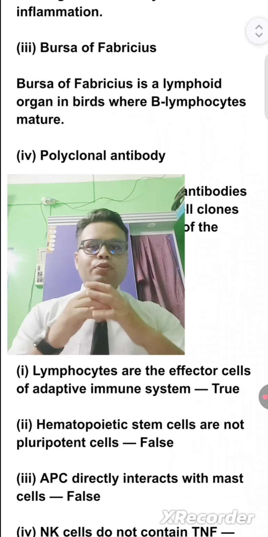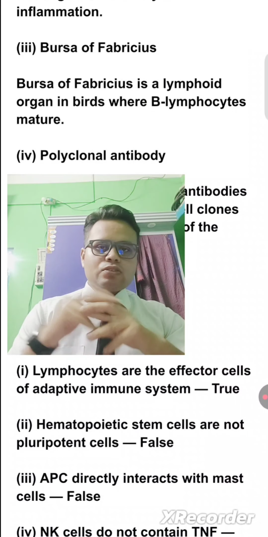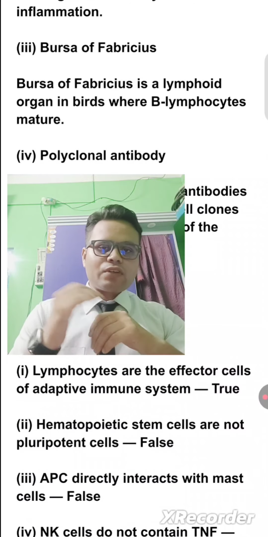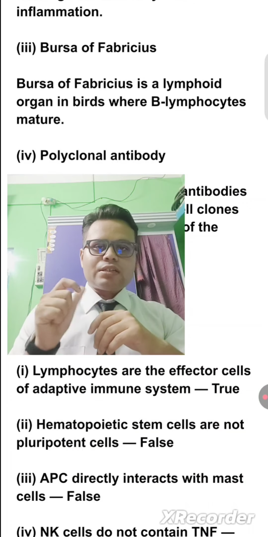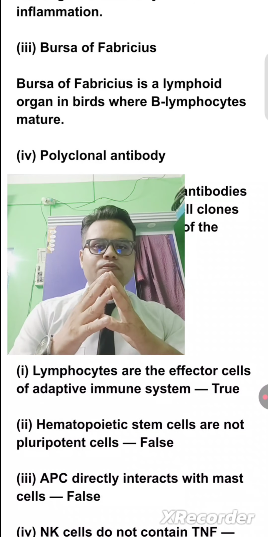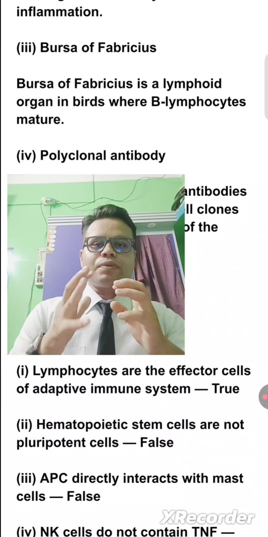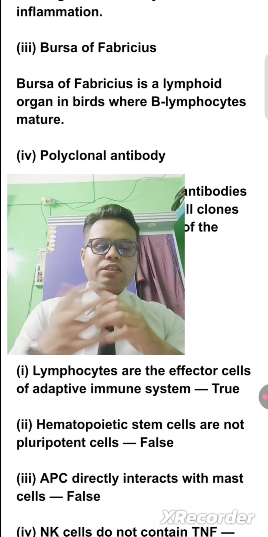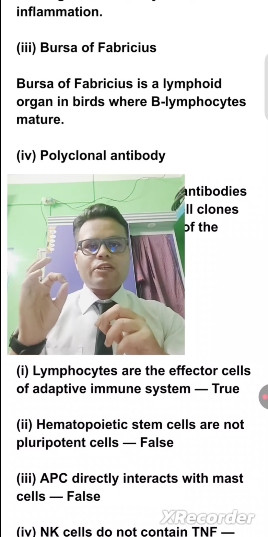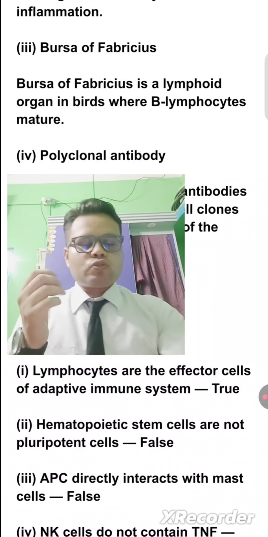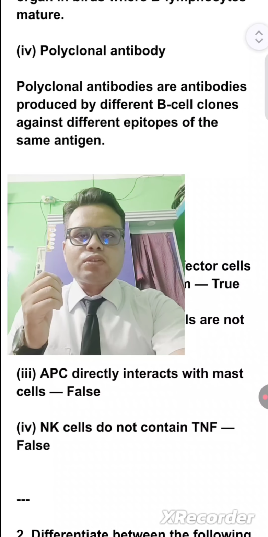Next, Bursa of Fabricius. So Bursa of Fabricius is a lymphoid organ in birds where the B lymphocytes mature. First of all, Bursa of Fabricius is the lymphoid organ in birds where B lymphocytes mature.